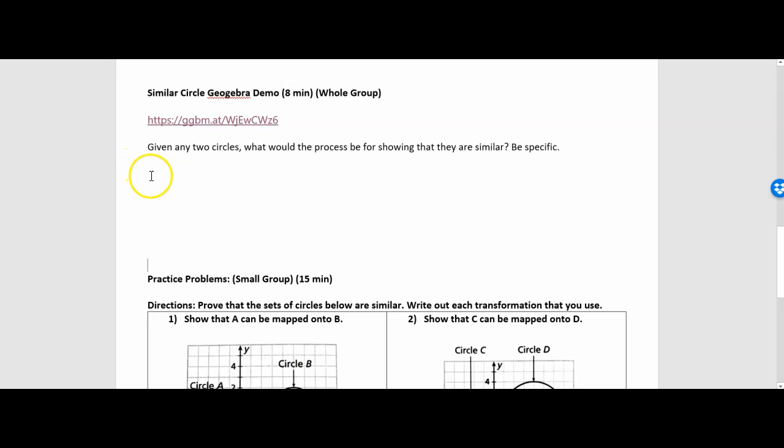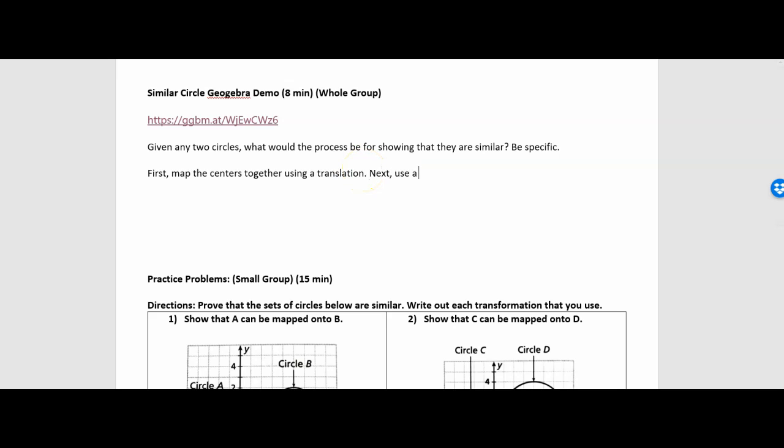Okay, so the first thing we did, first, map the centers together using a translation. Now, you don't have to be specific because there's an infinite number of translations that are possible, right? But that's the type of transformation we used. We mapped the centers together using a translation.